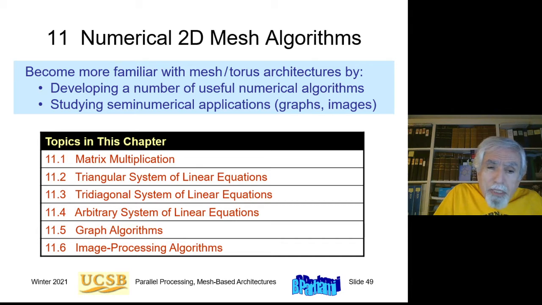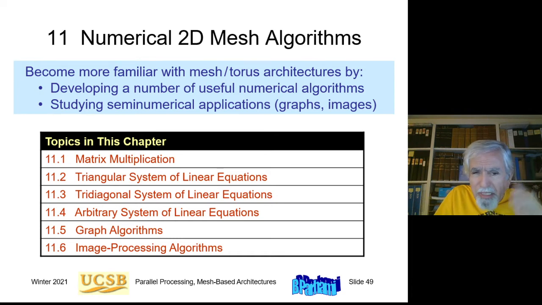And the algorithms that we will consider are matrix multiplication, solving triangular systems of linear equations, solving tri-diagonal systems of linear equations. So these are special cases that are simpler, and then arbitrary systems of linear equations. And finally, a couple of graph algorithms and one image processing algorithm. So these last two are not really numerical.